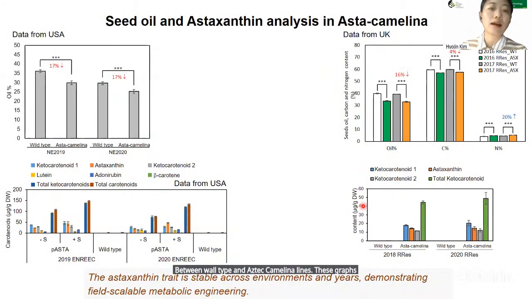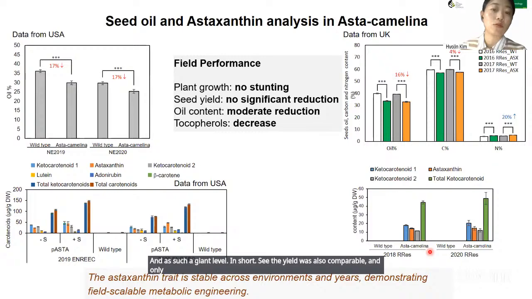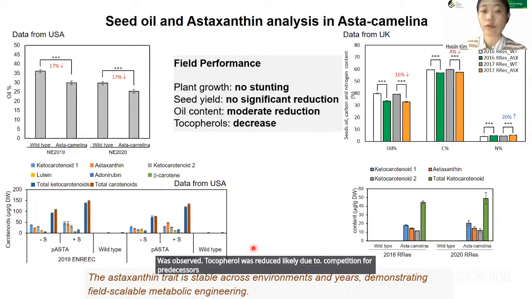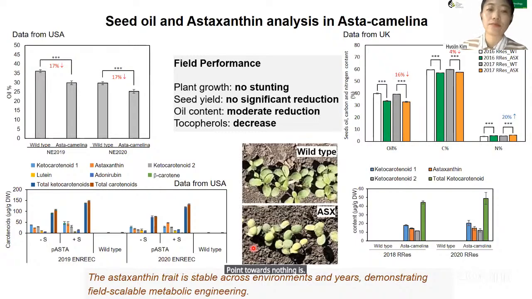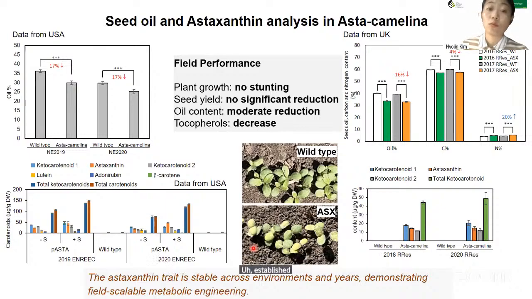These graphs show the oil content and astaxanthin level. In short, seed yield was also comparable, and only a moderate decrease in oil content was observed. Tocopherol was reduced, likely due to competition for precursors in the isoprenoid biosynthetic pathway. One point worth noting is germination behavior. Astaxanthin camelina lines generally germinated about one day later than the wild type, which caused slightly slower early seedling development. But once they were established, the plants grew normally and reached a similar final biomass and maturity.